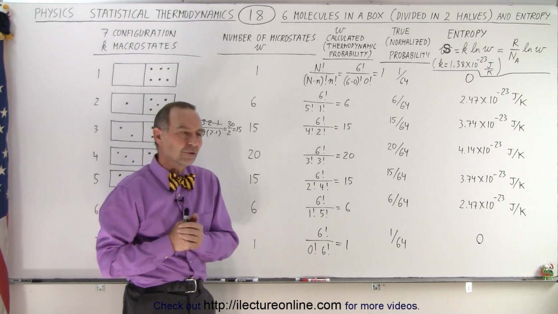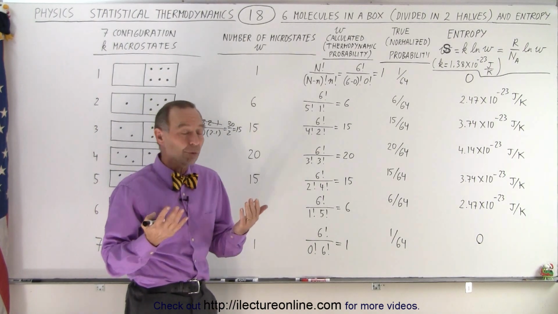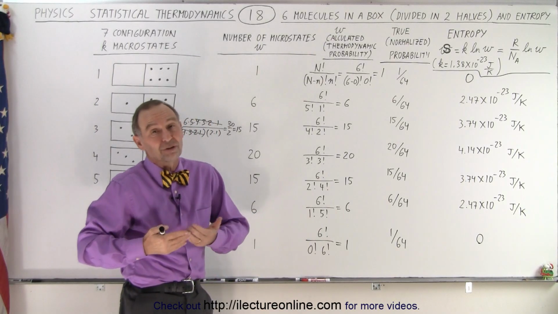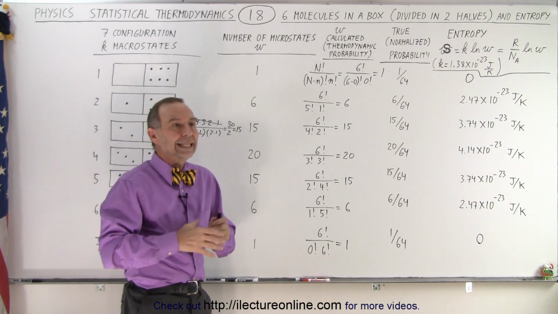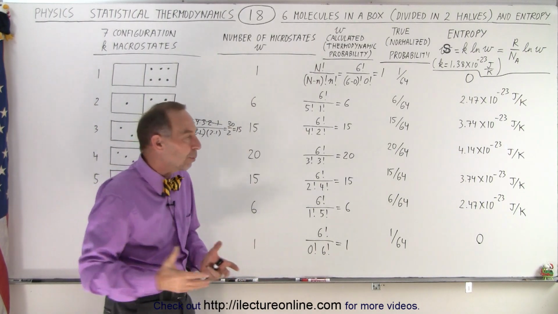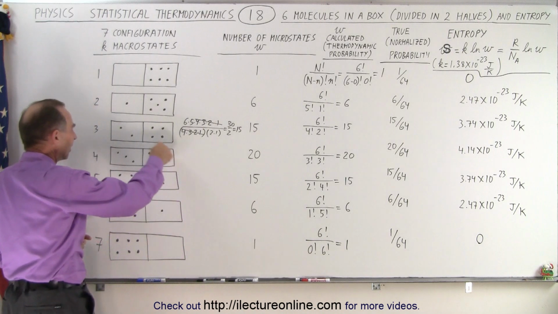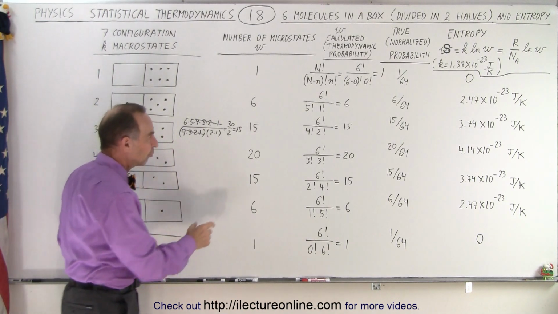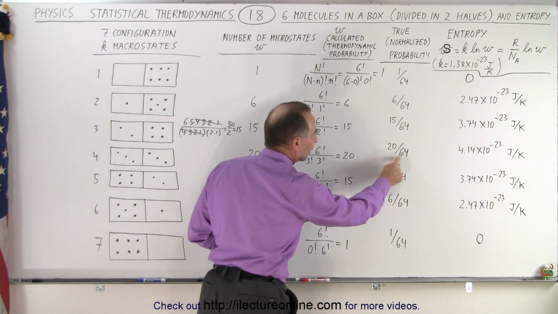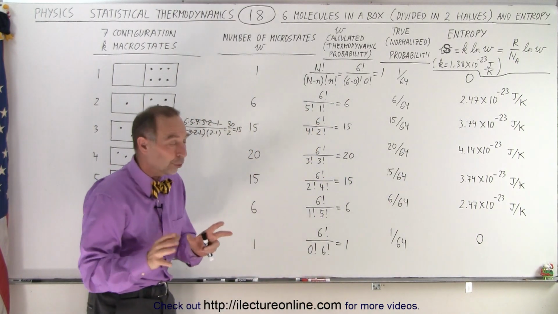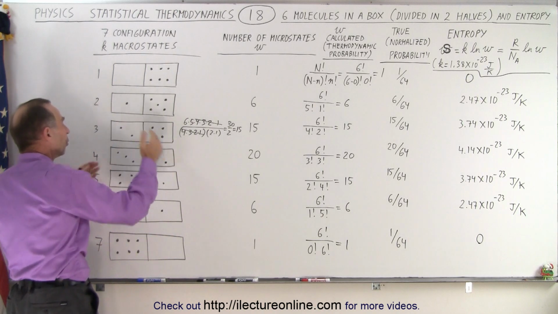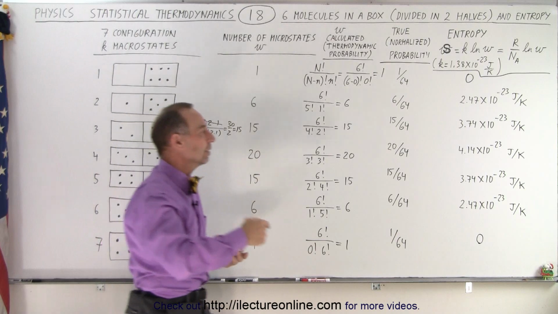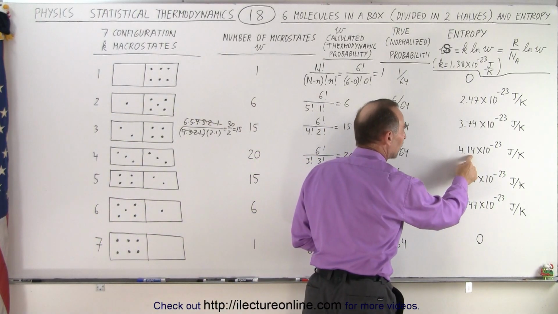Now what about entropy? What has the greatest entropy and what has the smallest entropy? Again, entropy is a measure of disorder, or the most probable state. So what would be the most probable state? Obviously this is the most probable state, where we have 3 on each side of the box. Notice the normalized probability is 20 out of 64, so almost a third of the cases will happen to be right here. That gives you the highest entropy. So you can see that this is the highest entropy number right here.